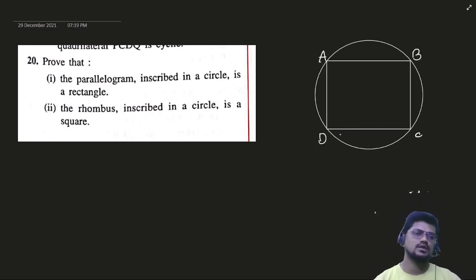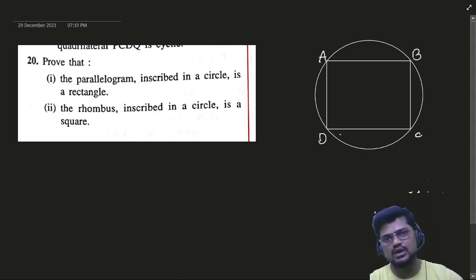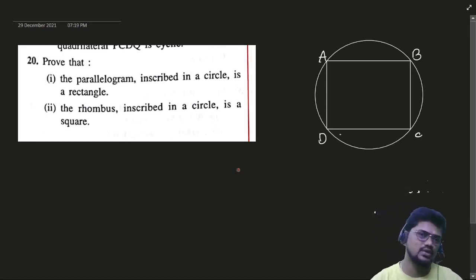Now, how can we prove that it is a rectangle? So what is the difference between a parallelogram and a rectangle? In a rectangle, all angles are equal, and all internal angles are 90 degrees also. Also, in a rectangle the diagonals bisect each other, even in a parallelogram they bisect. Now consider ABCD is a parallelogram.